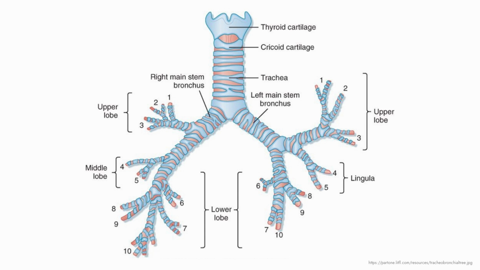The right main bronchus is shorter, wider, and more vertical, predisposing it to aspiration, while the left is longer, narrower, and more horizontal. Lobar bronchi divide into 3 on the right, upper, middle, and lower lobes, and 2 on the left, upper and lower lobes.